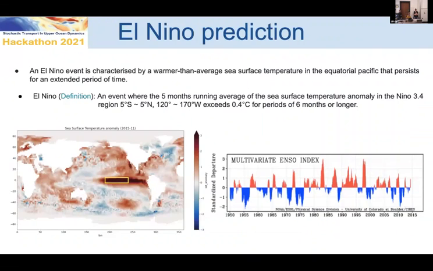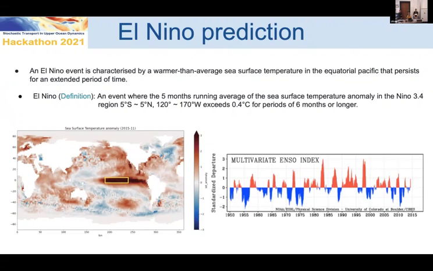So our project was on El Nino prediction, and El Nino is characterized by when you have a warmer than average sea surface temperature in the equatorial Pacific, specifically this yellow boxed region. That plot's showing sea surface temperature anomaly. And when you have that high sea surface temperature anomaly for more than 6 months, then that's classified as an El Nino event. And when it's colder, that's a La Nina event.